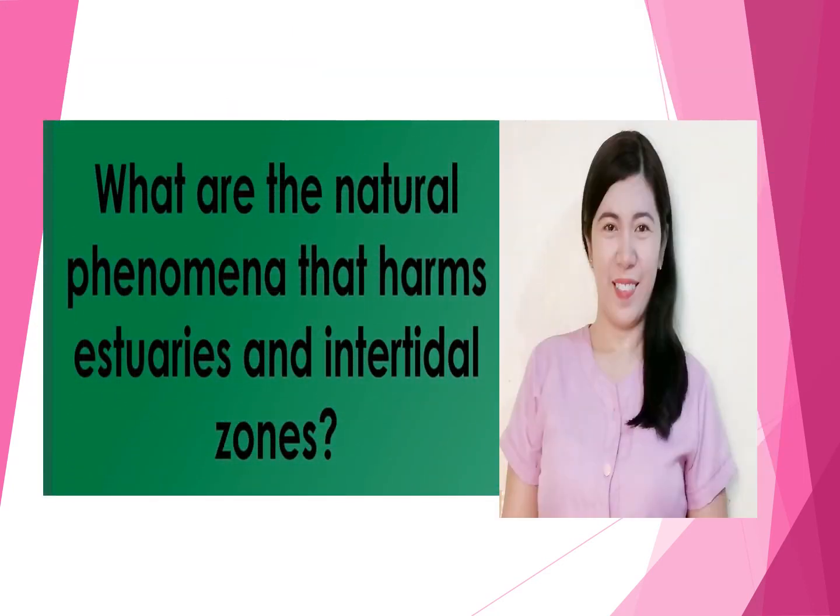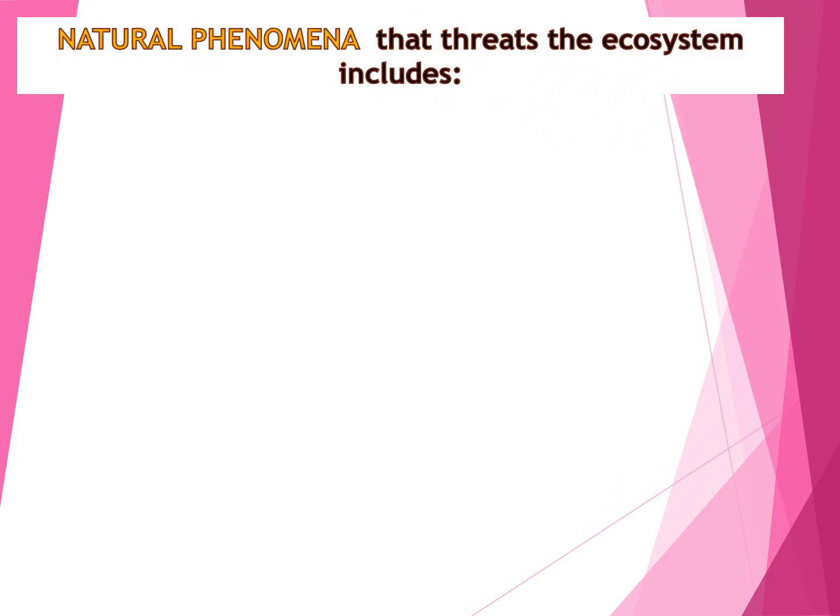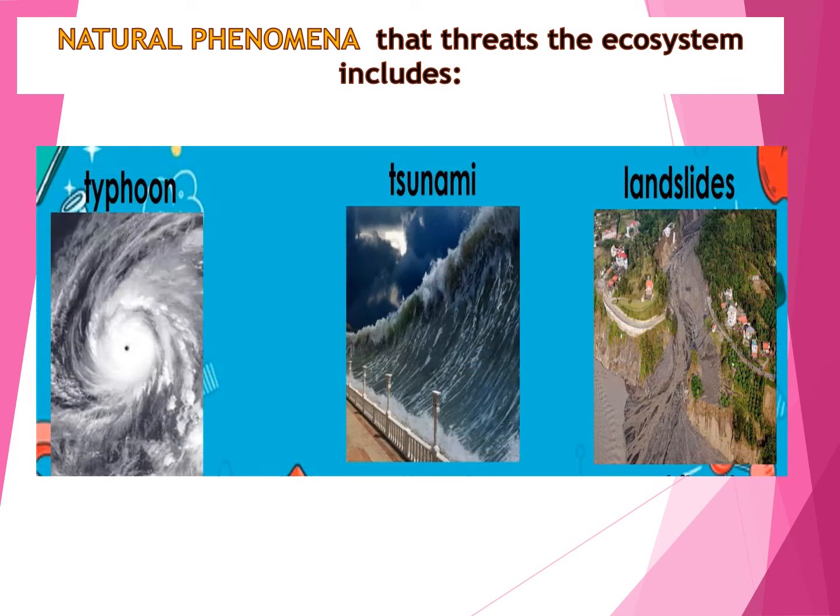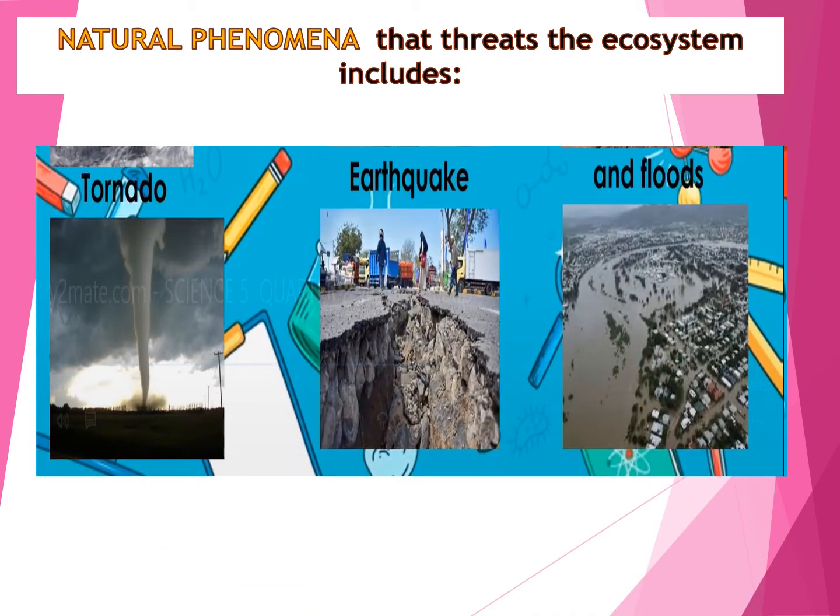So the question is, what are the natural phenomena that harm estuaries and intertidal zones? Let's try to answer this question. Natural phenomena that threaten the ecosystem include number 1, typhoon. Number 2, tsunami. Number 3, landslides. Others are tornado, earthquake, and floods. Those are the natural phenomena.